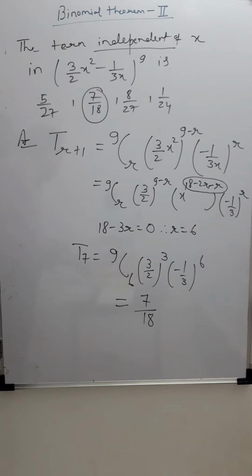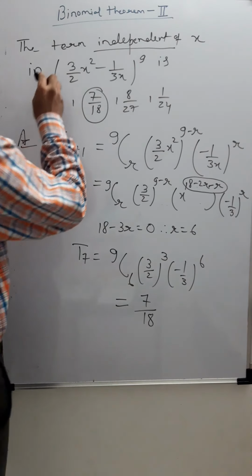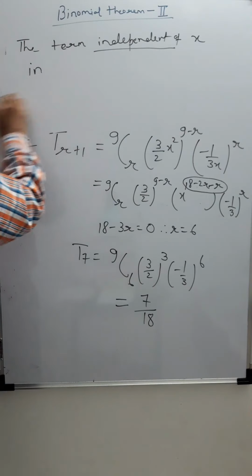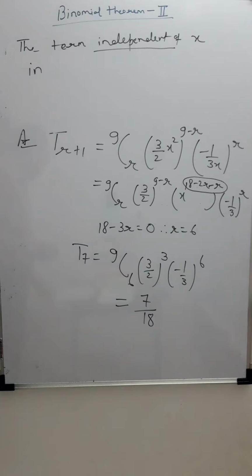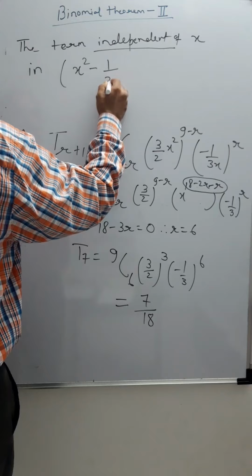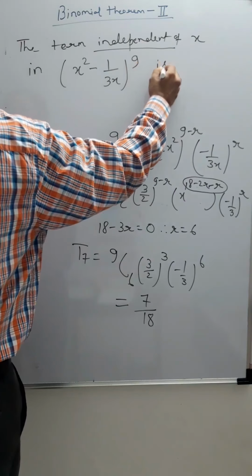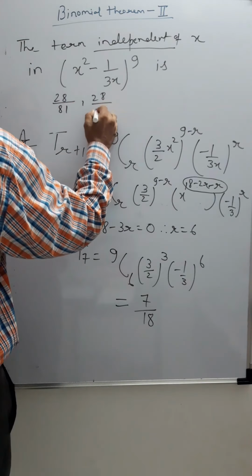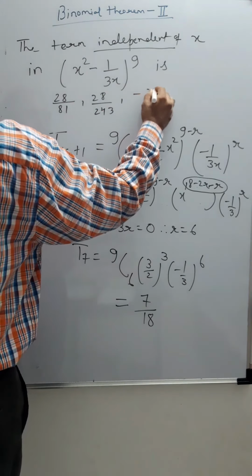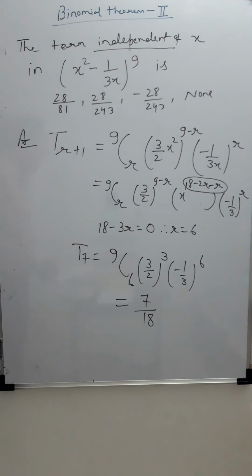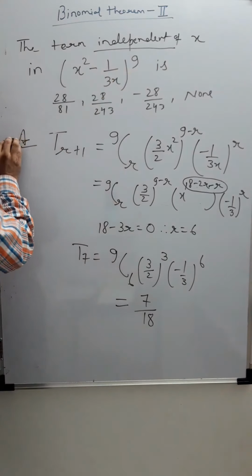Now we'll go to one more problem on the term independent of x. Look at this. The term independent of x in the expansion of (x squared minus 1 by 3x) whole to the power 9 is, options we have. Same process, again we have to find the term independent of x, and in fact the value of that.